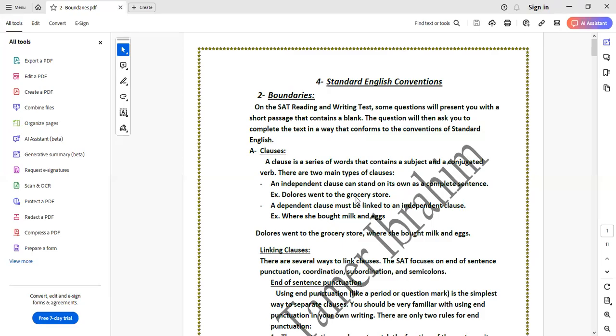Okay. The second one, boundaries, punctuation. The least mark, miss.